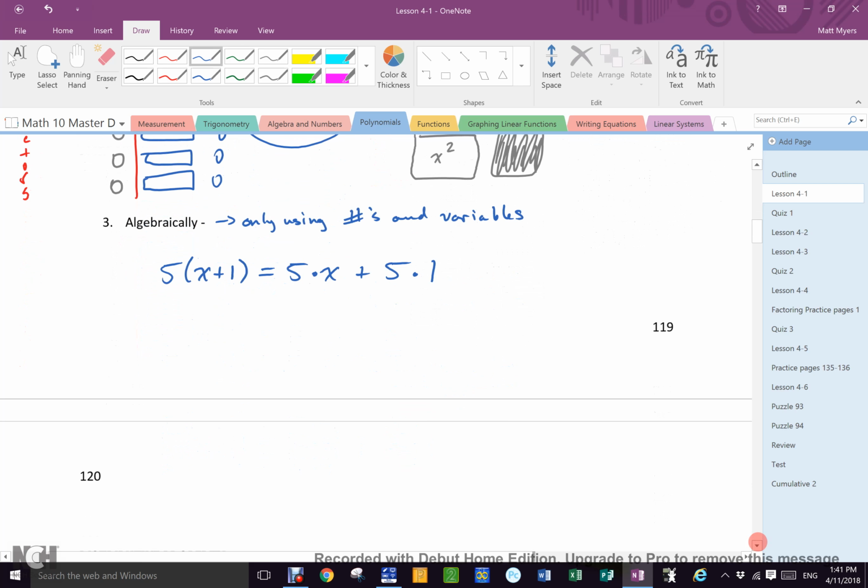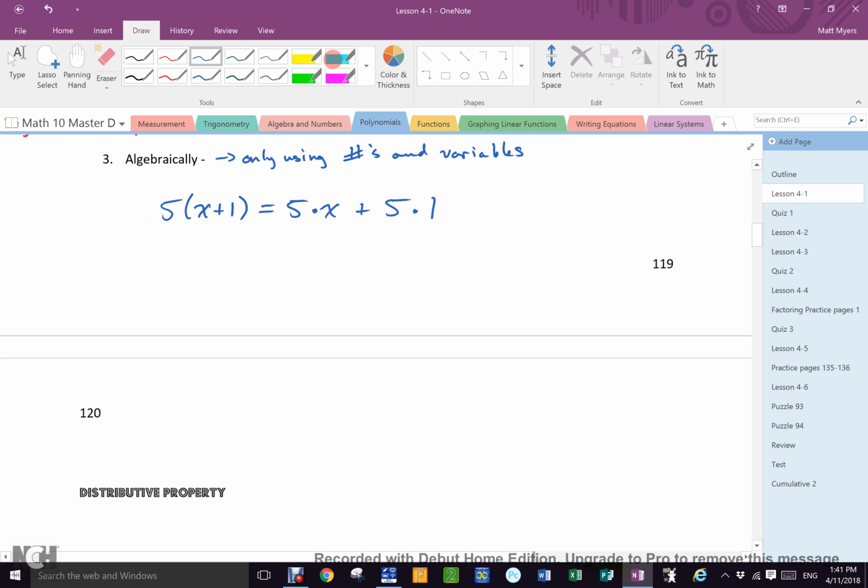So, what we have there is what is called the distributive property, because that 5 is distributed into the brackets. The coefficient is distributed into the brackets. Now, you have already seen this year. This is how we do exponents. What else do we use this for?